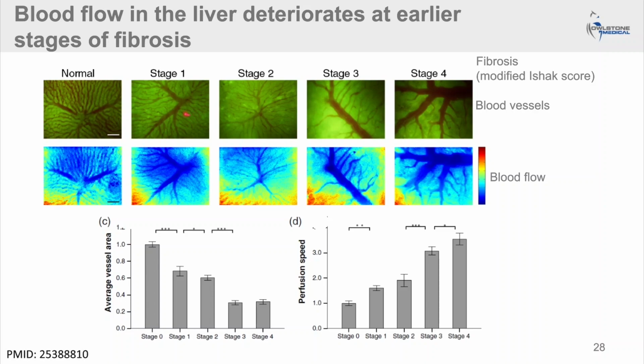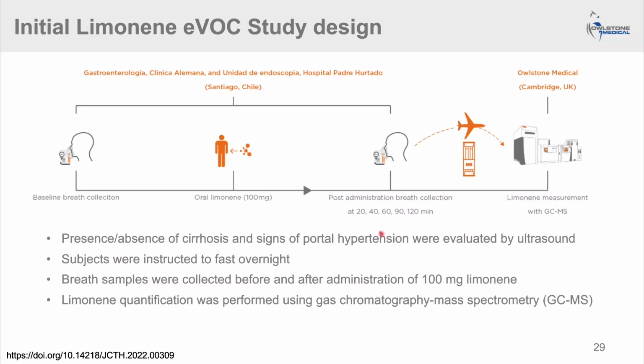So now, if we look at the alterations of the liver in cirrhosis at the pre-cirrhotic stages, we can see, for example in this study, that liver perfusion is altered already at earlier stages of fibrosis. In particular, the authors measured the average vessel area, which starts to go down as the fibrosis progresses, and also the perfusion speed, which increases as the fibrosis progresses. Meaning that if the blood flows faster to the liver, there is less time for exchanges between the blood and the hepatocytes.